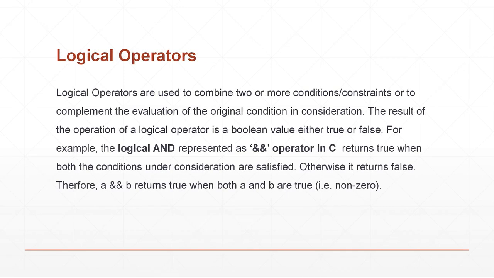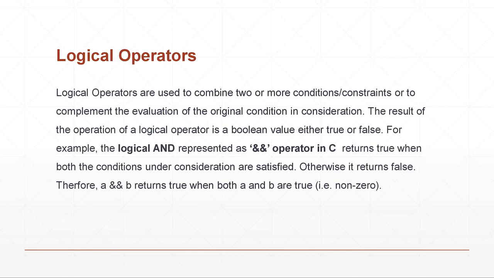Next, we have logical operators. Logical operators are used to combine two or more conditions or constraints, or to complement the evaluation of the original condition in consideration. The result of the operation of a logical operator is a Boolean value, either true or false. For example, the logical AND, represented as the ampersand ampersand operator in C, returns true when both the conditions under consideration are satisfied. Otherwise, it returns false.